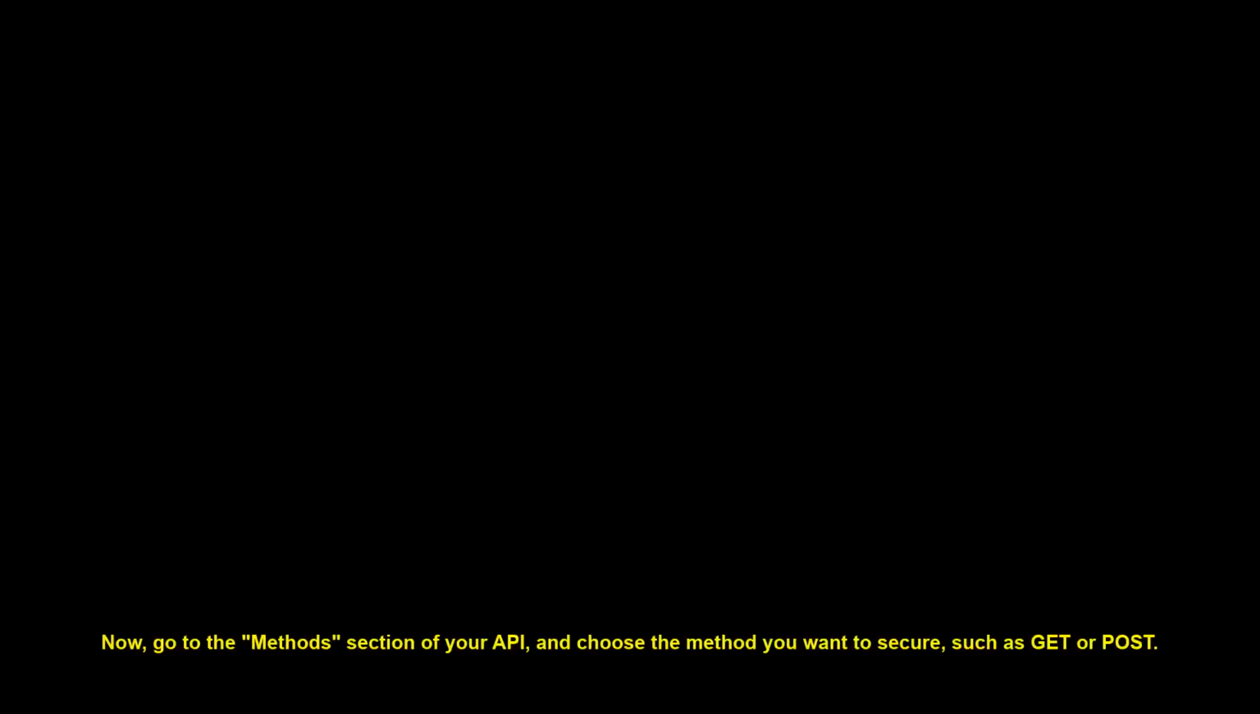Save the authorizer settings. Now, go to the Methods section of your API and choose the method you want to secure, such as GET or POST. Select the method request and then set the authorization field to your new JWT authorizer. Deploy your API by choosing Deploy API from the Actions drop-down menu and select a deployment stage or create a new one. Next, move on to your mobile application development environment.